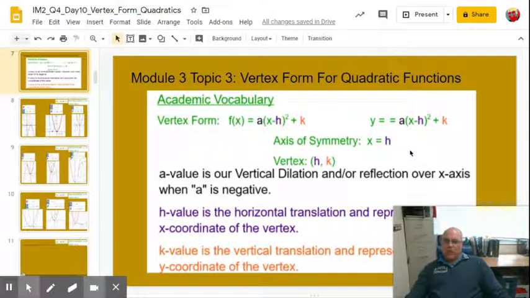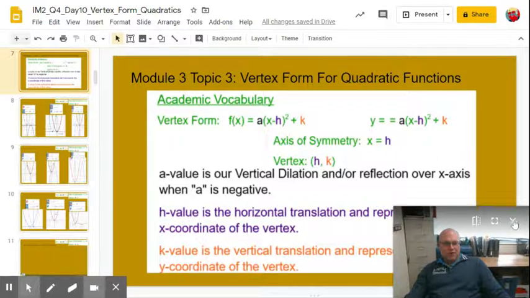So what I want you to know here is how does each part, the a, the h, and the k, affect the parabola, the graph? What type of transformations occur from the parent function y equals x squared? So let's take a look.